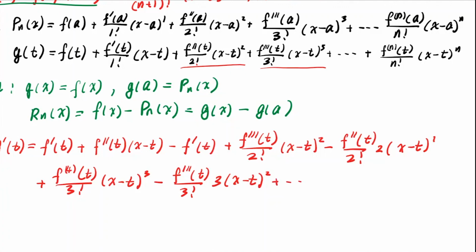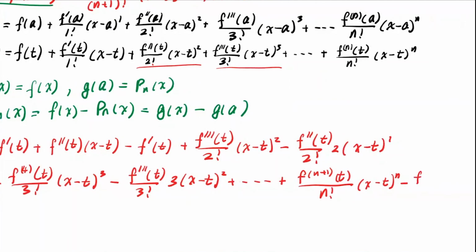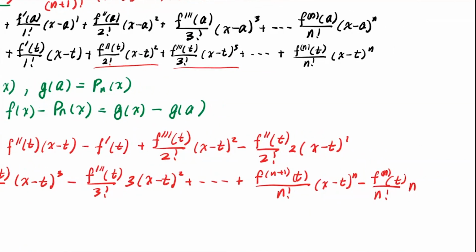Then we'll say dot dot dot, and then we'll do the nth term. So we have f of n plus 1 derivative of t over n factorial and x minus t to the nth power, minus, product rule. So f of n derivative at t over n factorial, and then we have n times x minus t to the n minus 1, and then a negative sign. With me? Anybody lost?